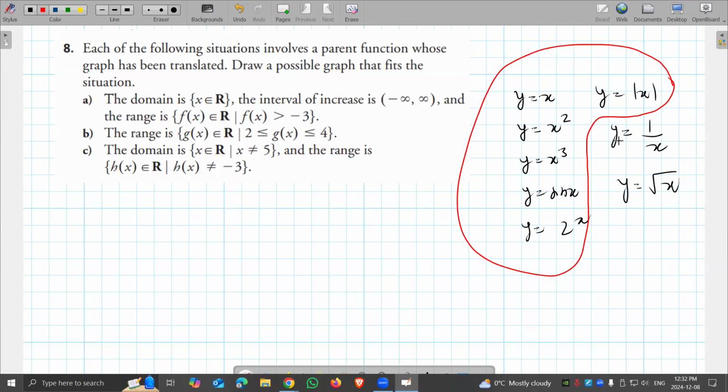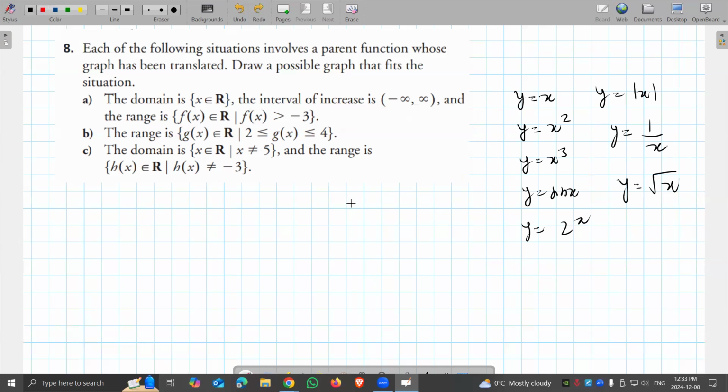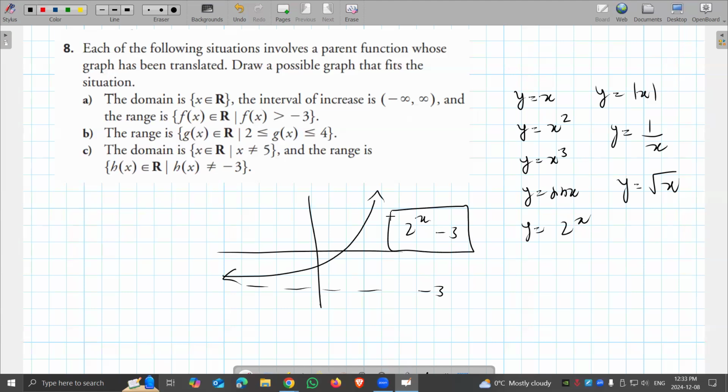So which one of these functions fits the criteria? It has to be strictly increasing, and the minimum value is exclusive. There's only one function. Which one is it? The minimum value is exclusive, which means there's an asymptote there. Out of the ones that we've highlighted, there's only one: the exponential one. So for this one, -3 is here, and it's increasing, so we can say it's 2 to the x minus 3 as the answer, okay? That's the answer to part A.